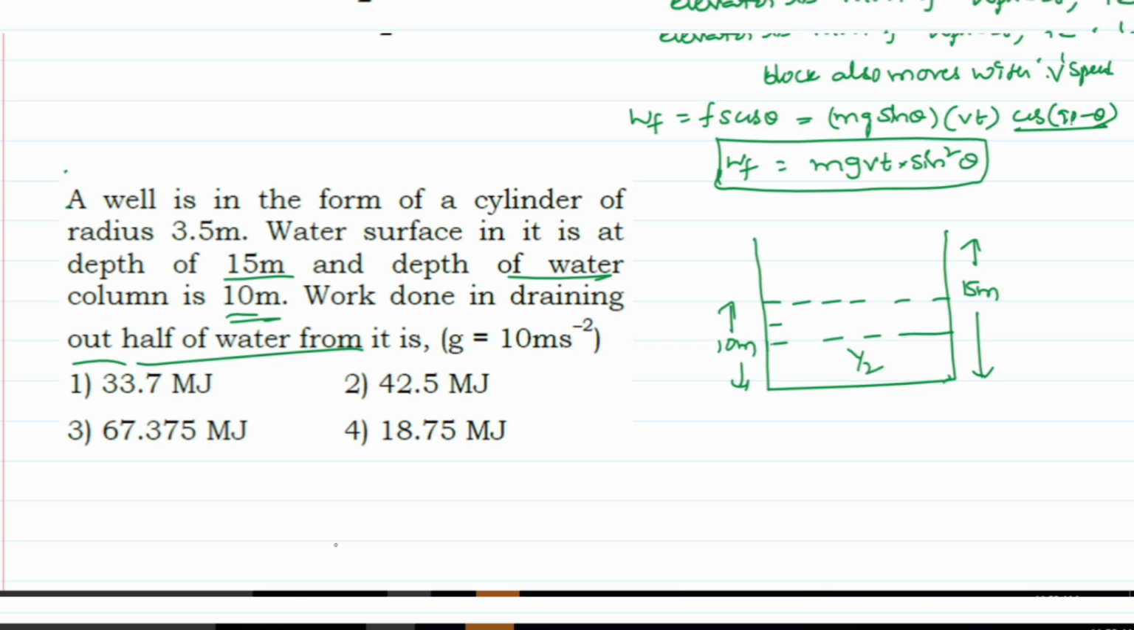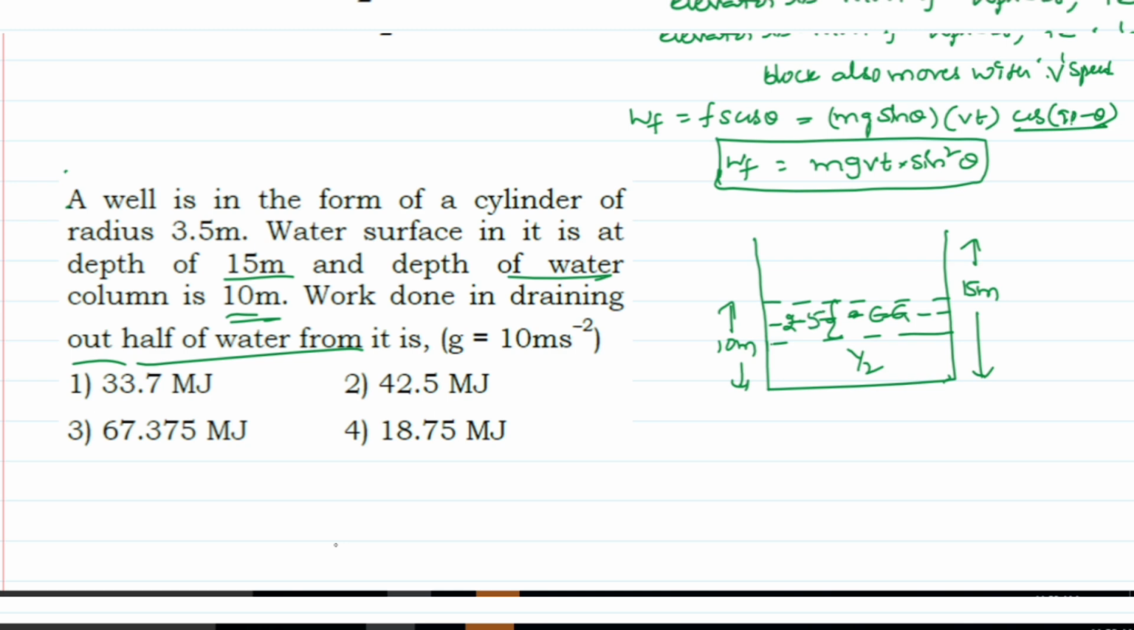Half here means we can take the height of the center of gravity, where it will be located. This is 15, and this is 10 meters. So at half, the height of the center of gravity is 15 plus the remaining value; here it is 10, and the center of gravity will be located at 2.5 meters distance.